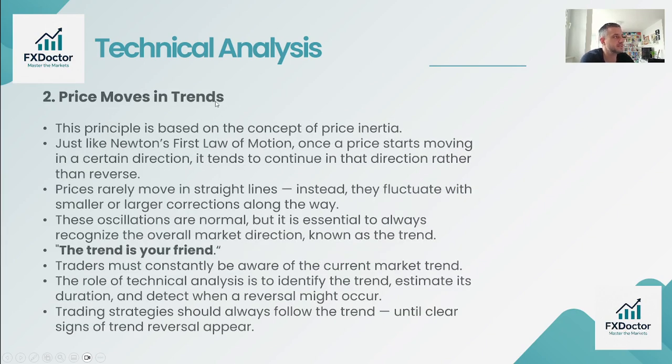Price moves in trends. This principle is based on the concept of price inertia. Just like Newton's first law of motion, once a price starts moving in a certain direction, it tends to continue in that direction rather than reverse. Prices rarely move in straight lines. Instead, they fluctuate with smaller or larger corrections along the way. These oscillations are normal, but it's essential to always recognize the overall market direction, known as the trend.